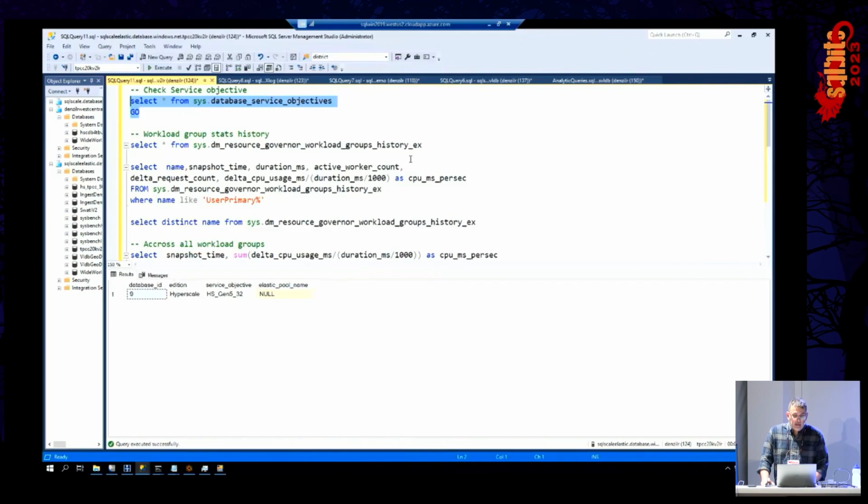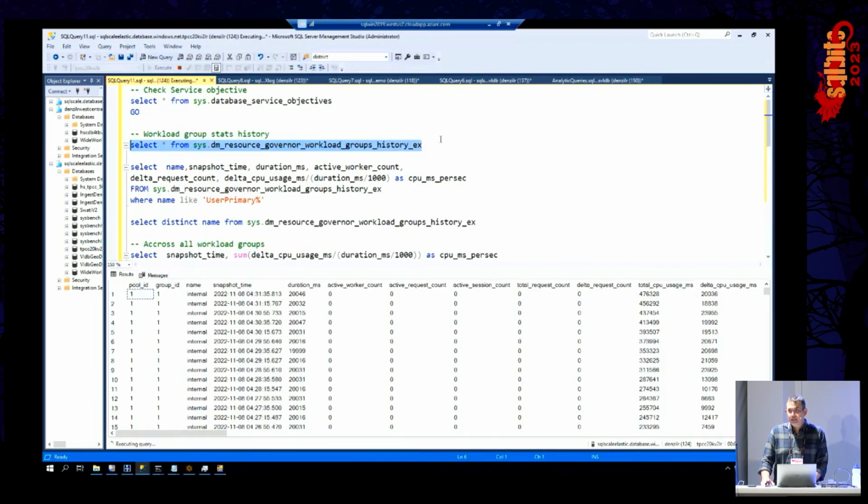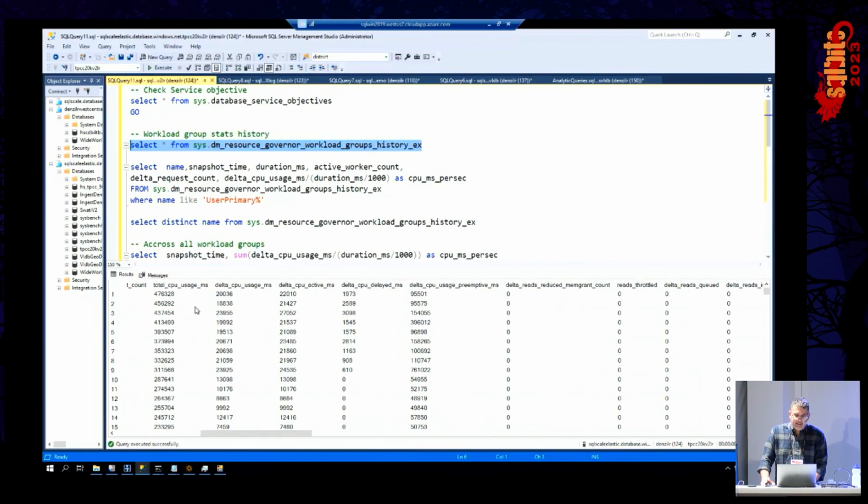HS_Gen5_32. Couple things DMVs folks are not very familiar with. One I love is dm_resource_governor_workload_groups_history_ex. I know it's a mouthful, but it has a bunch of statistics for each workload group. So you have reads, writes, CPU, a bunch of other details, right?